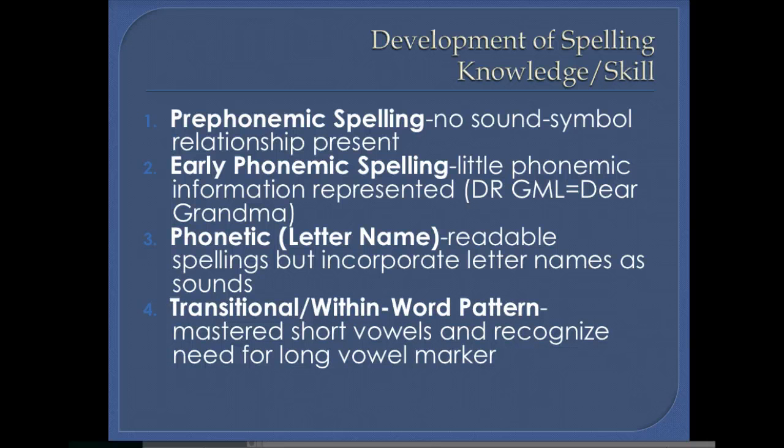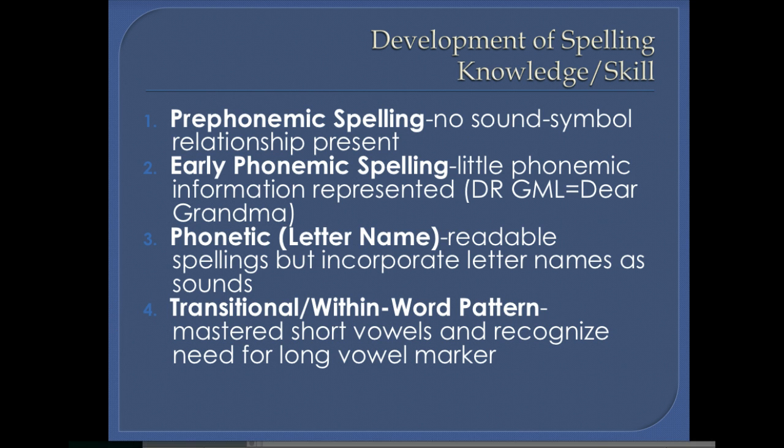Transitional within word pattern: masters short vowels and recognizes the need for long vowel markers. Here they're making many errors with those different word spelling patterns. They're starting to master the short vowels, and they know that there's a pattern usually to make a vowel long. Here they would have spelled kite incorrectly. Here they would spell it correctly.